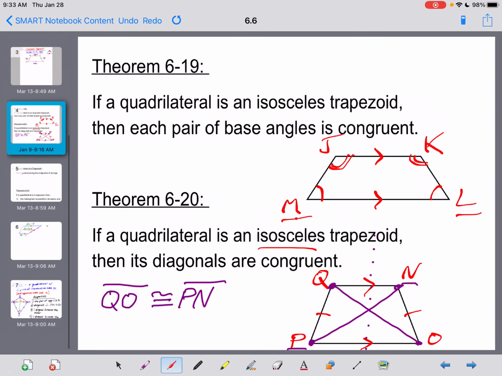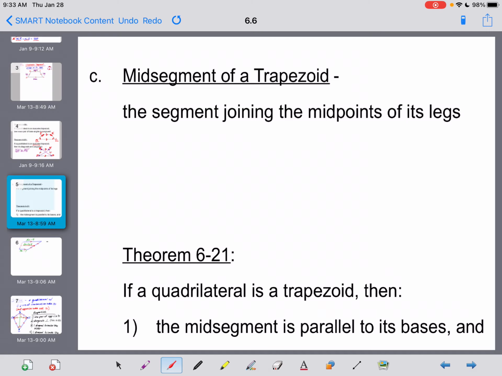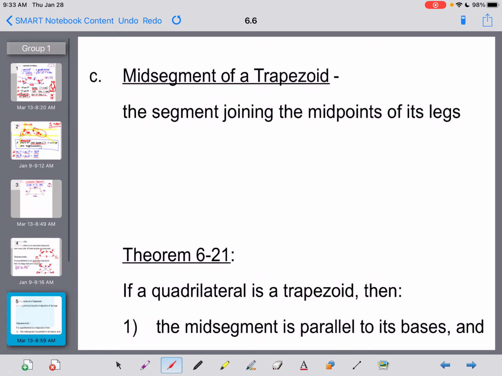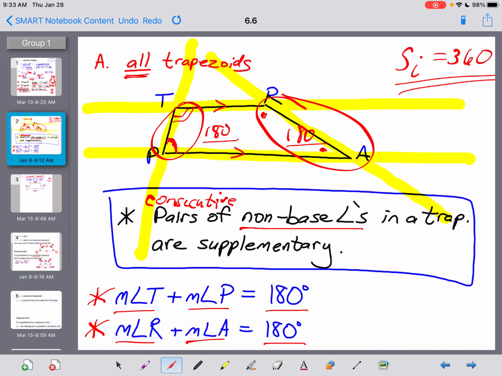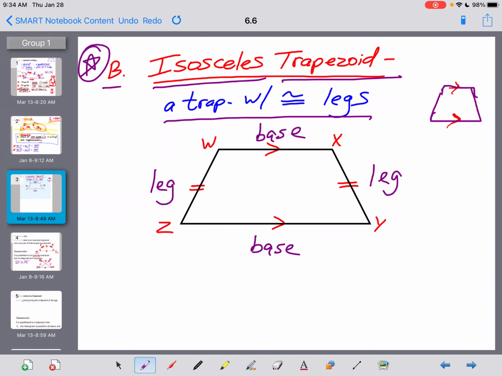All right, guys, and we are moving right along. Okay, what's going on next? Here's a phrase that shows up that we don't hear very often, the midsegment of a trapezoid. Let me try to follow my own organization right here, guys. In part A, I was talking about all trapezoids. Then I shifted gears to part B of these notes, which were just isosceles.